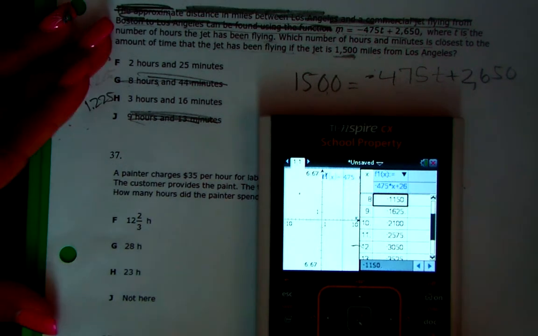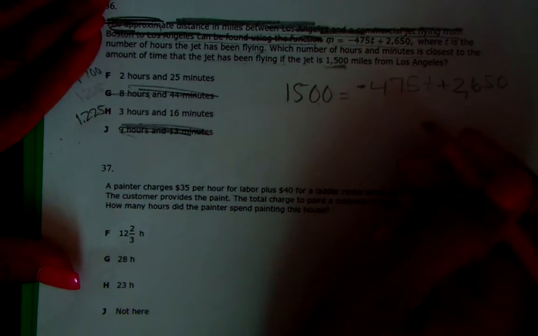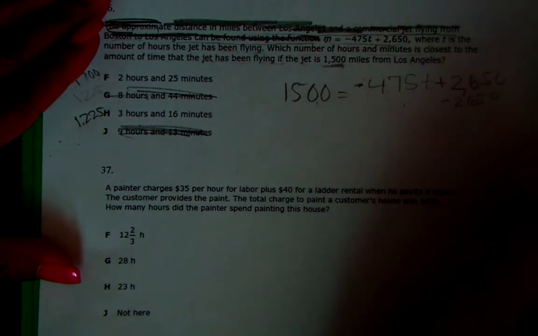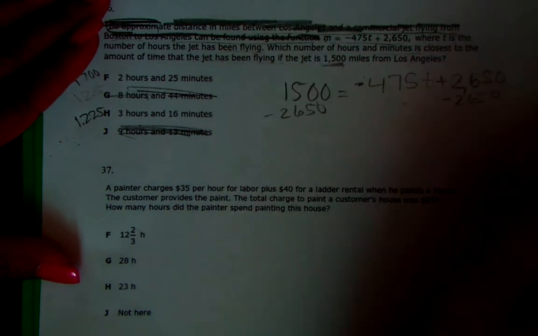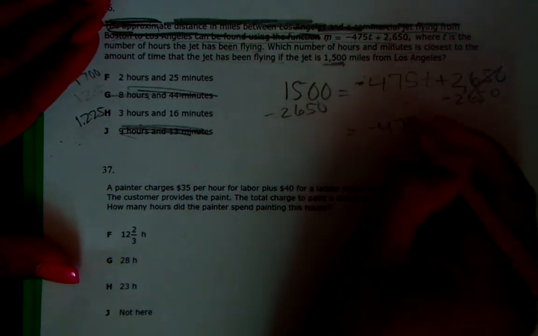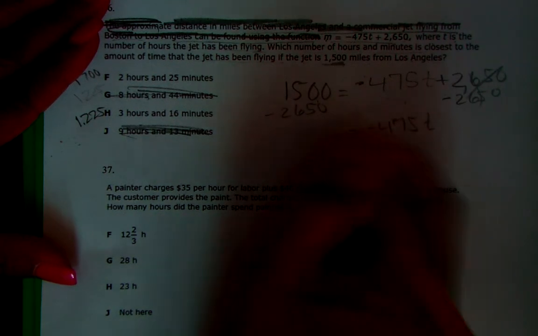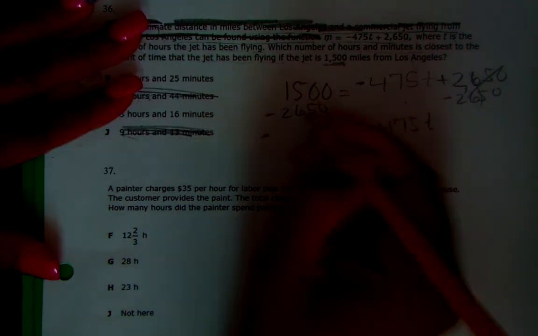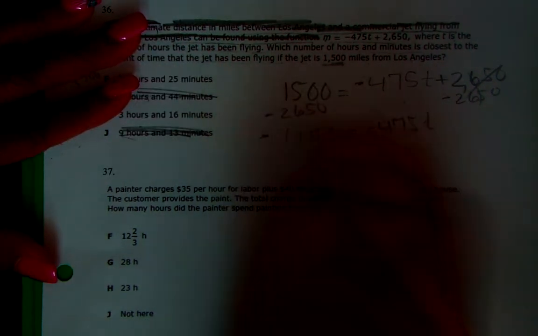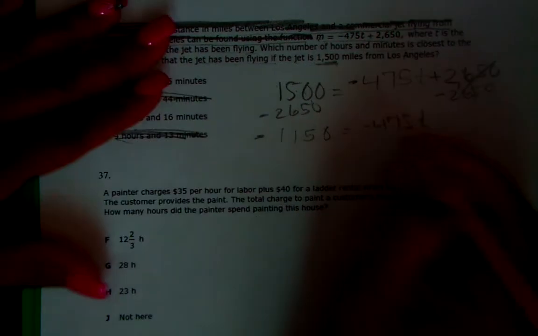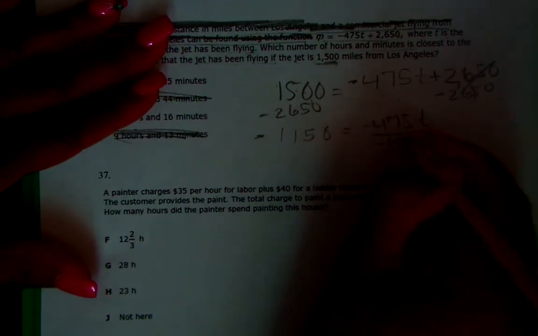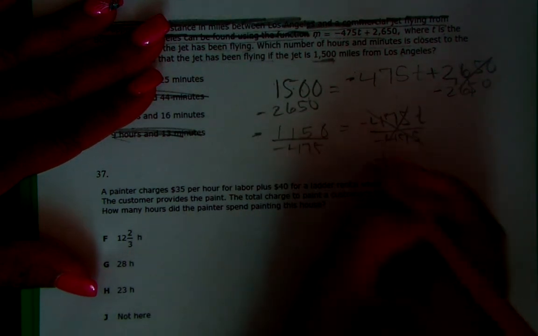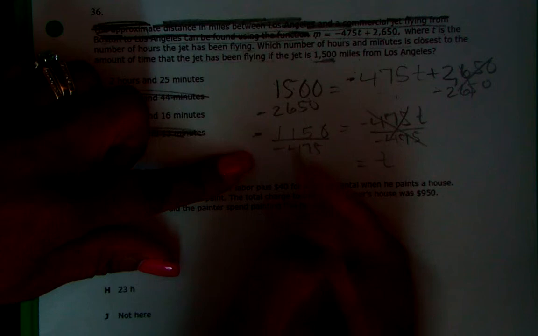Okay, but this is what I suggest. You look at the calculator, it gives you an estimate, but go ahead and just do it algebraically. Just subtract 2,650 from both sides, and that cancels. That leaves you with negative 475t. And then over here, you're going to have a negative because the absolute value is larger. 6 minus 5 is 1. 2 minus 1. So we got negative 1,150. Divide both sides by negative 475. Negative 475 cancels. We have t equals. And then we do that division. You're going to have a positive.